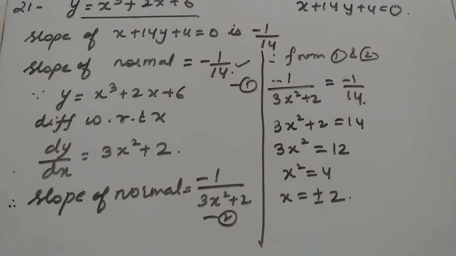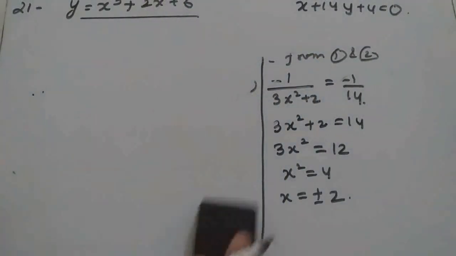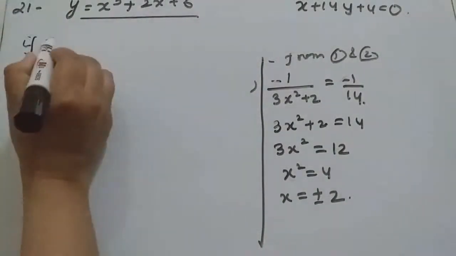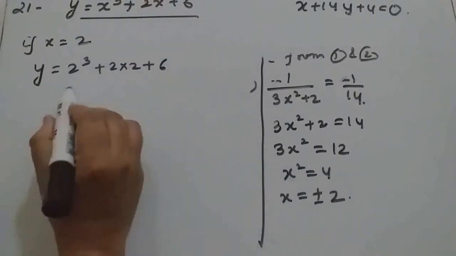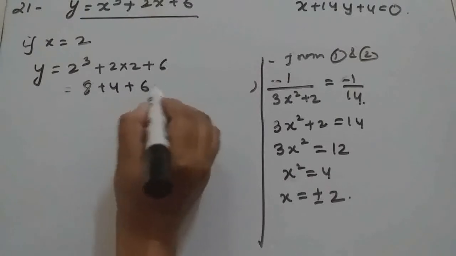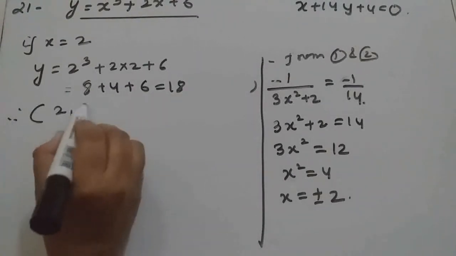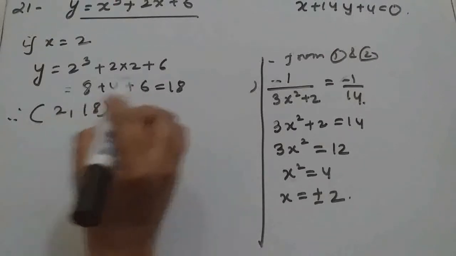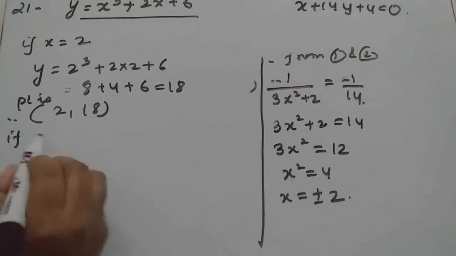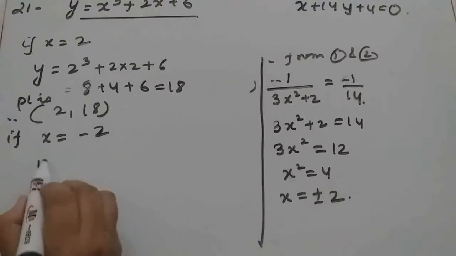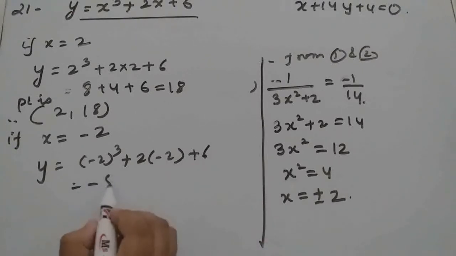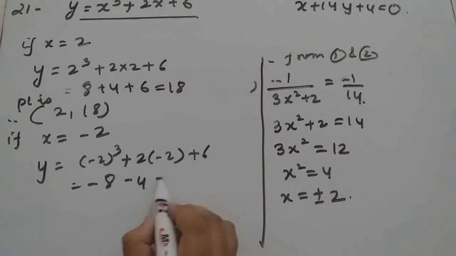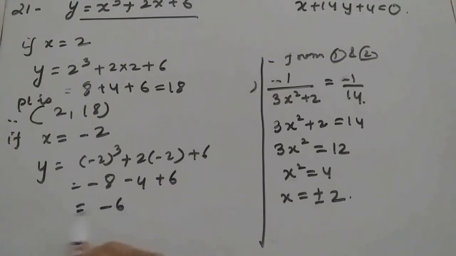Now if x is 2, what will be y? If x is 2, y will be 2 cube plus 2 into 2 plus 6, isn't it? So 8 plus 4 plus 6, that is 18. So one point is 2 comma 18. The other point: if x is equal to minus 2, y will be minus 2 cube plus 2 into minus 2 plus 6, means minus 8 minus 4 plus 6. So minus 6. Therefore minus 2 comma minus 6.